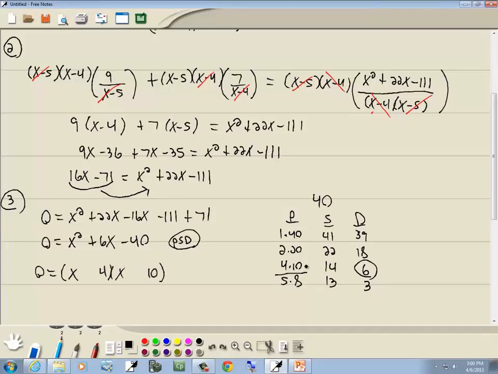Now, our larger number in the P column that we're going to use, which is the 10, is always going to be the same sign as the middle term, which is positive. The number I circled is in the difference column, D for different signs. So if the 10 is positive, then the 4 has to be negative.